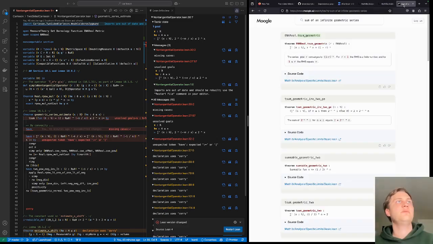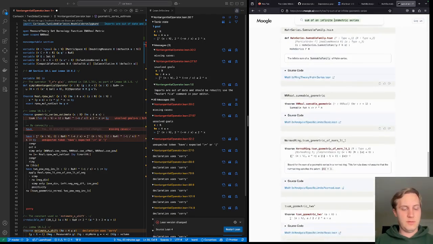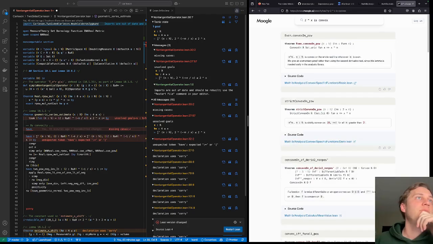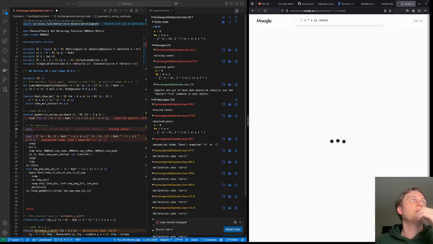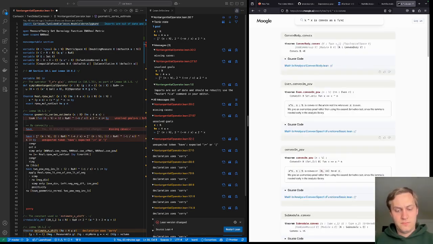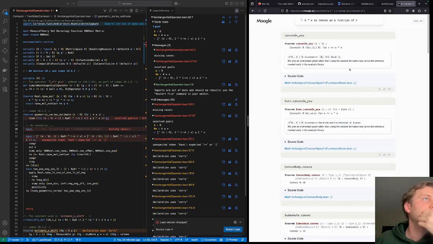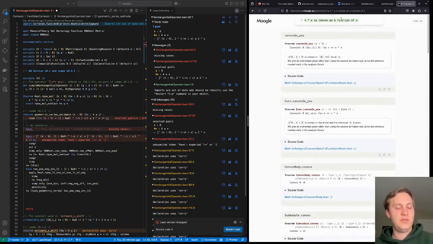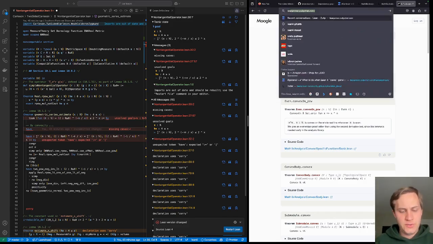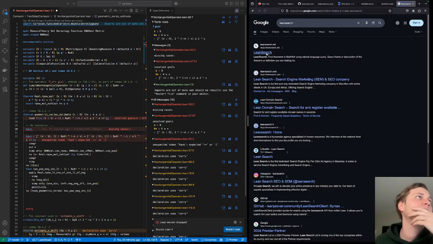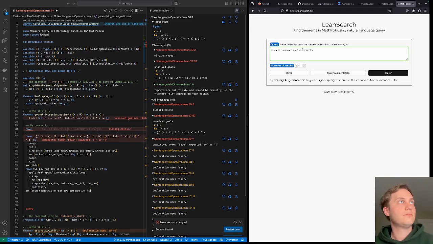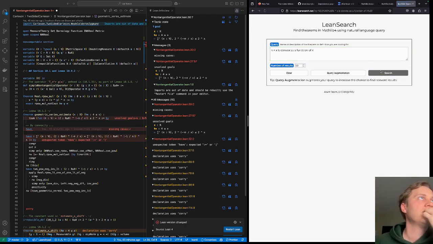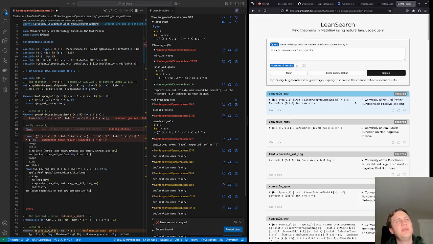Let me see if I can use this search engine. 2 to the power x is convex. Nope. K to the power x. This is x to the power n. That's not what I have. Okay, as a last ditch effort, let me try the other search engine, which I think is called Lean Search. It seems so implausible to me that it doesn't exist.